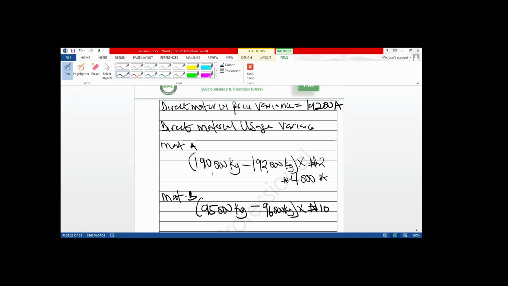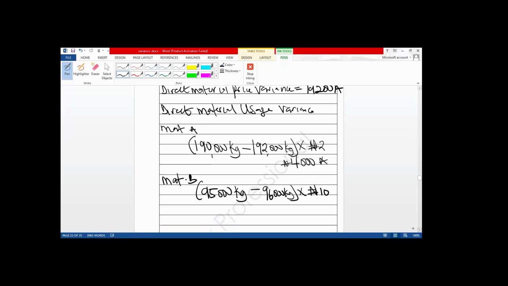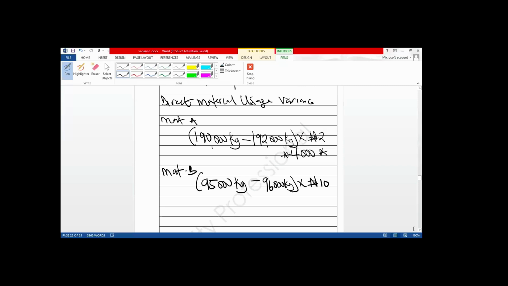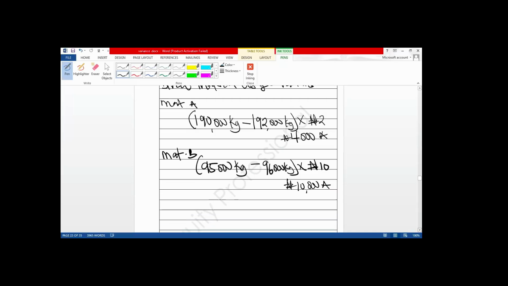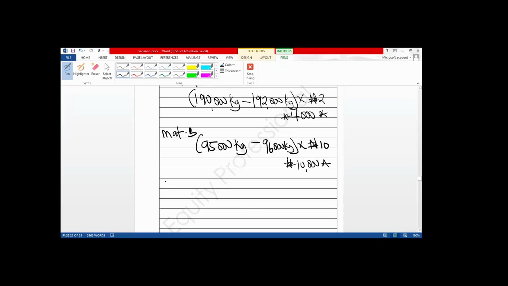Work this out. You are going to get 10,000 naira adverse. Now add the two together. Direct material usage variance: 4,000 adverse, 10,000 adverse, totaling 14,000 A.